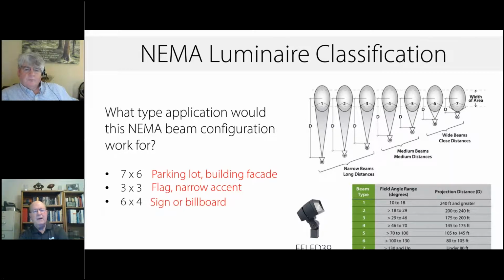And Donald, I'm going to ask you to cover these 3 beam types here and tell us a little bit about what 7 and 6 mean here and so forth, please. Sure.